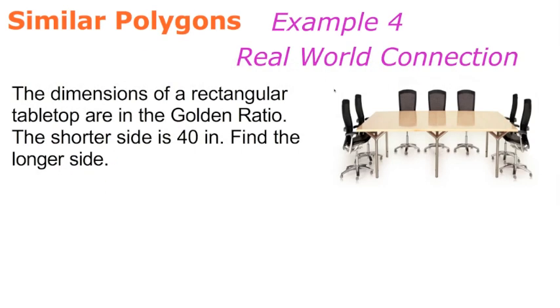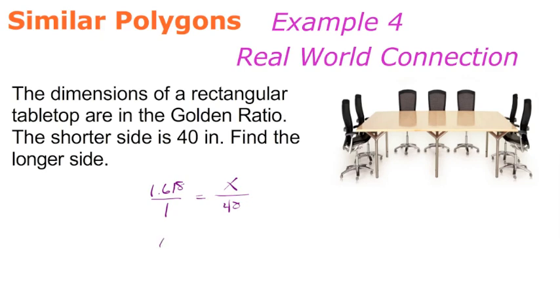Example 4, real-world connection. The dimensions of a rectangular tabletop are in the golden ratio. The shorter side is 40 inches. Find the longer side. Well, in this example, since we're dealing with ratios and equal ratios form a proportion, we're going to be working with a proportion. It tells us that the dimensions of a rectangular tabletop are in the golden ratio, which means it's a 1.618 to 1 ratio, longer side to shorter side. Then it tells us that the shorter side of the table is 40 inches. Find the length of the longer side.